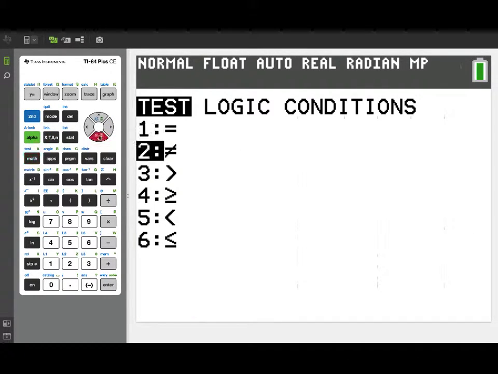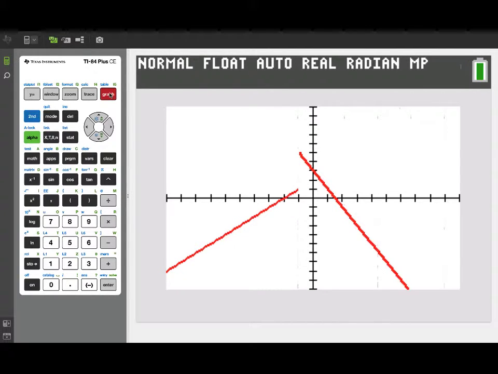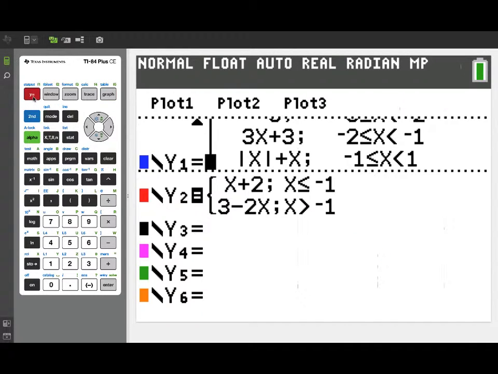So I'll go back to the test menu, pick up the greater than symbol, we'll enter -1, and that's going to complete our definition of this piecewise defined function for y2. Let's take a look at the graph. You can see that the graph's in 2 distinct pieces. Both are linear, and that corresponds to the 2 formulas that we entered. There is a discontinuity in this function where the formulas switch at x equal -1.